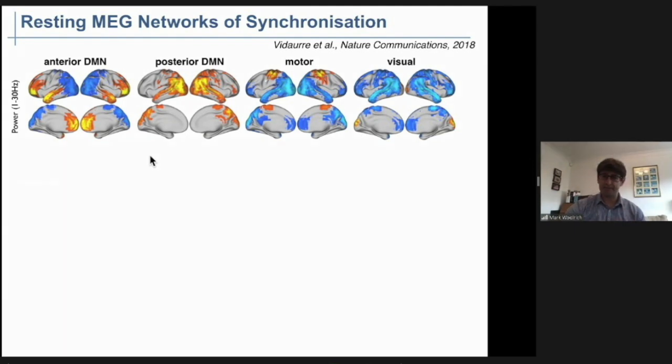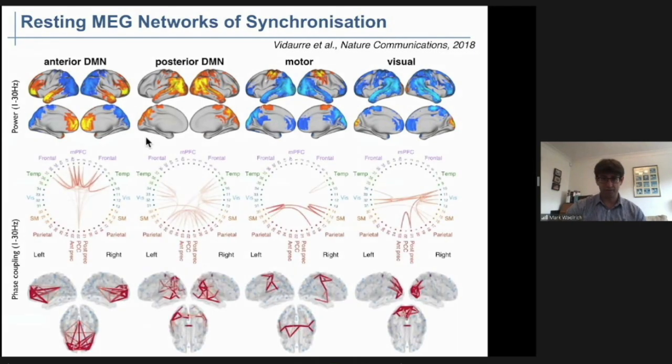And we see the same mix of primary sensory motor and cognitive networks that we see typically in the resting state. However, there is one slight difference here in that the anterior and posterior DMN represent a kind of splitting of the DMN putatively into 2 different networks. And we'll come back to that in a moment. But the first question that we wanted to answer was, are there more compelling networks of synchronization? And we think the answer is yes.